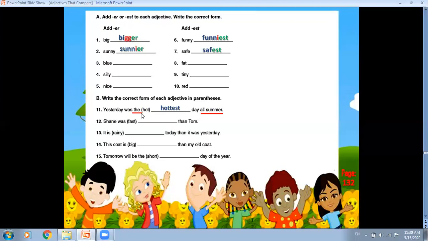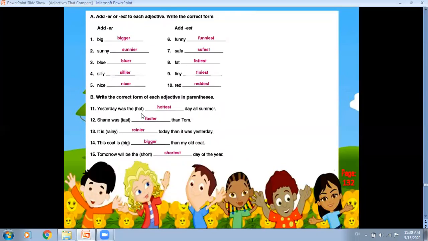Okay? The second one. Shane was fast than Tom. What do I have? Than. When I have than, am I going to say faster or fastest? Think. I'm comparing Shane and Tom, two. Faster. Okay? Continue the rest. And here you have the answers, as I said, and you can find them in the lecture on the application, okay?